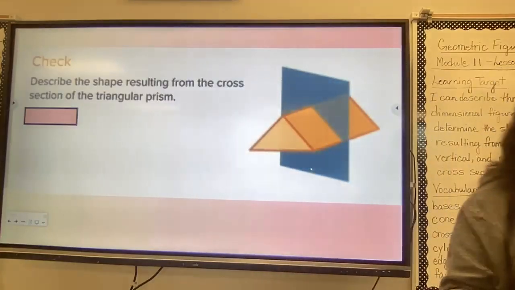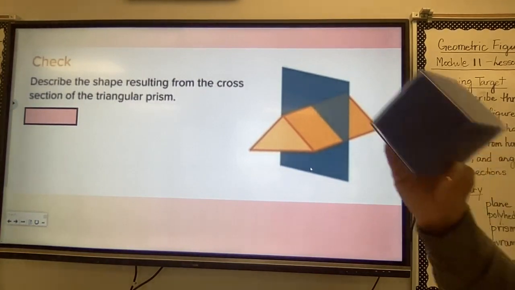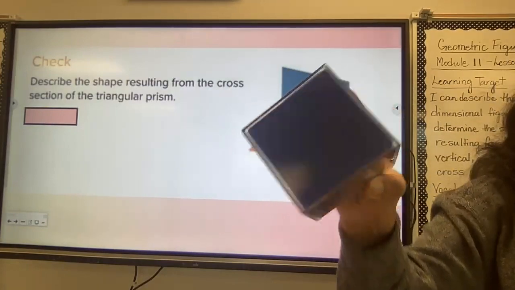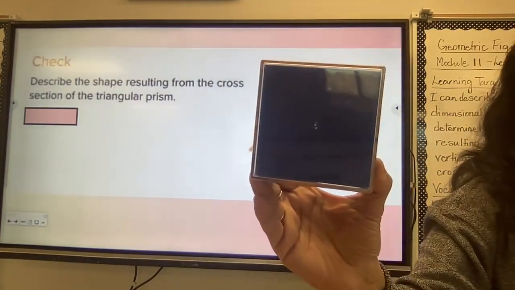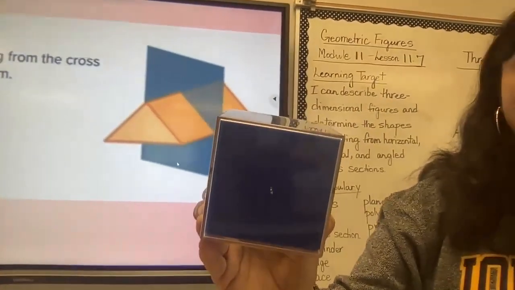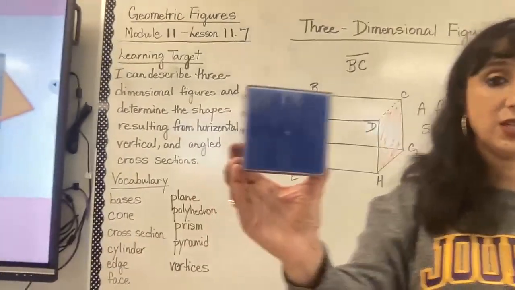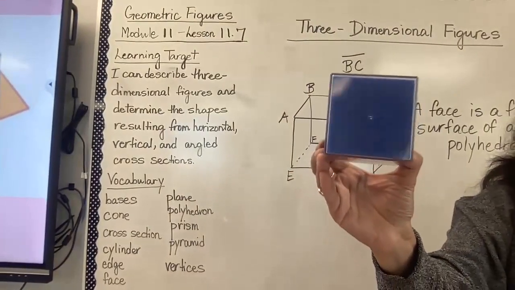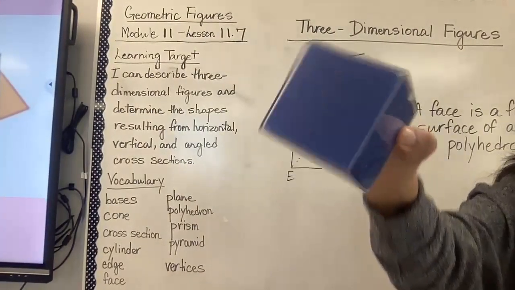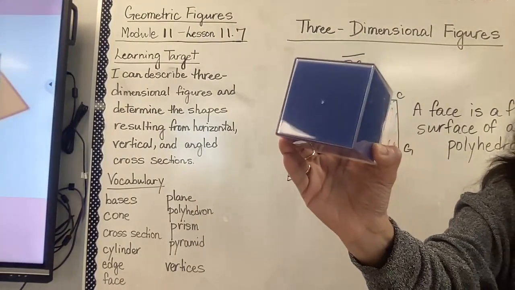One more thing. Mario states that all of the faces of a cube are squares, and for this reason, the shape resulting from the cross section of a cube is always a square. That is according to Mario. So let's look at this one. No matter which way the cube is sliced, according to Mario, you are going to get a square. So is Mario correct or incorrect?